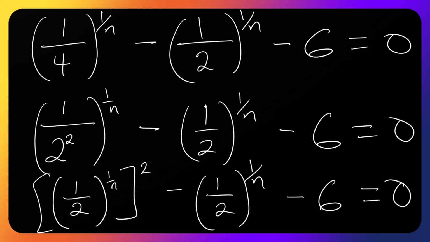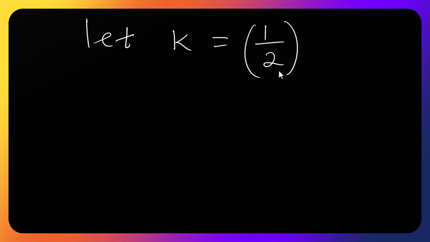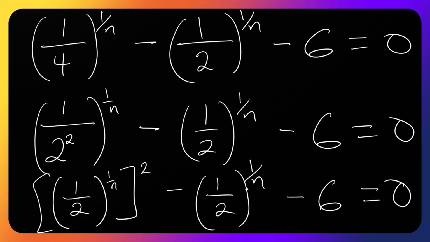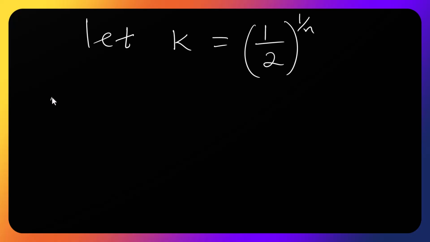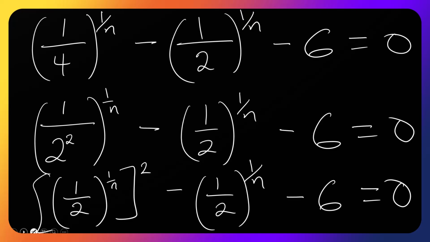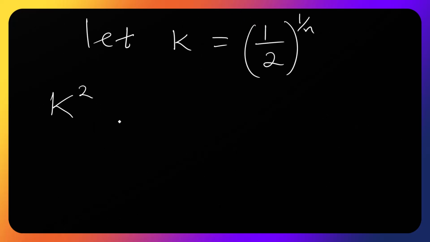Now we have a common term here, so this and that are the same. So let's represent it by a variable. So let k be 1 over 2 raised to 1 on n. So this one has been taken out. Going back, I'll put k here. So that will be k squared. So we have k squared minus k minus 6 equals 0.